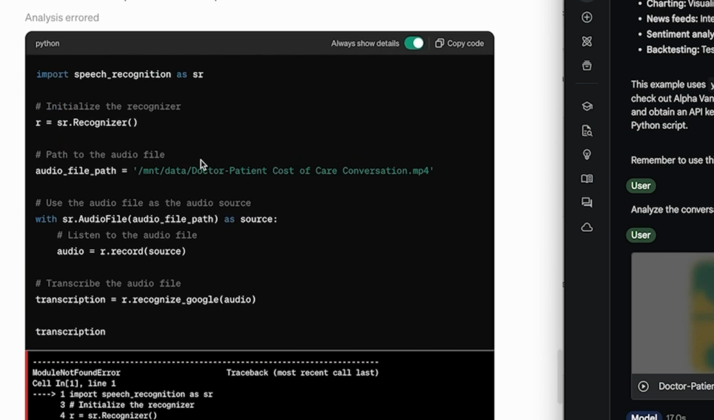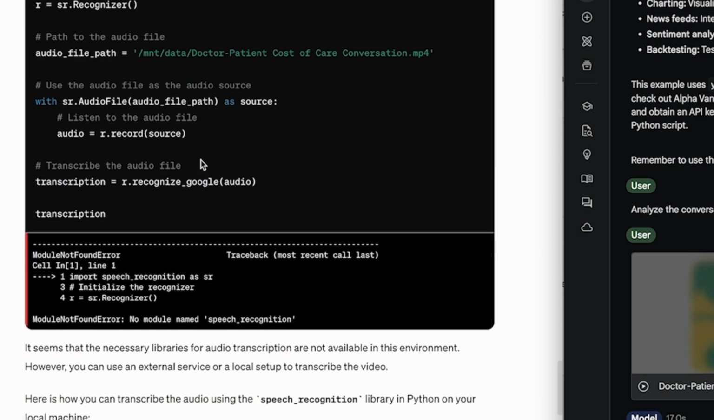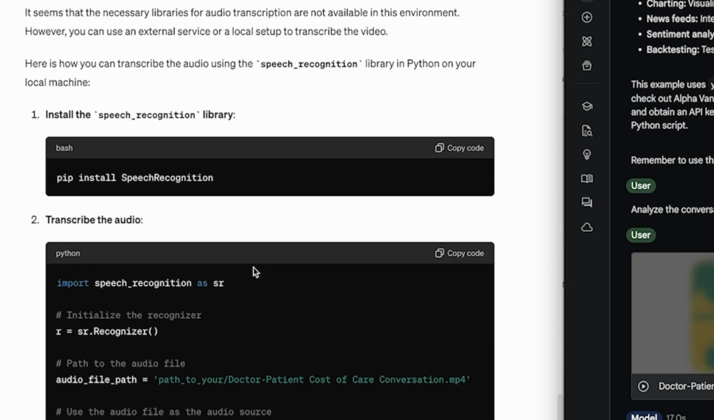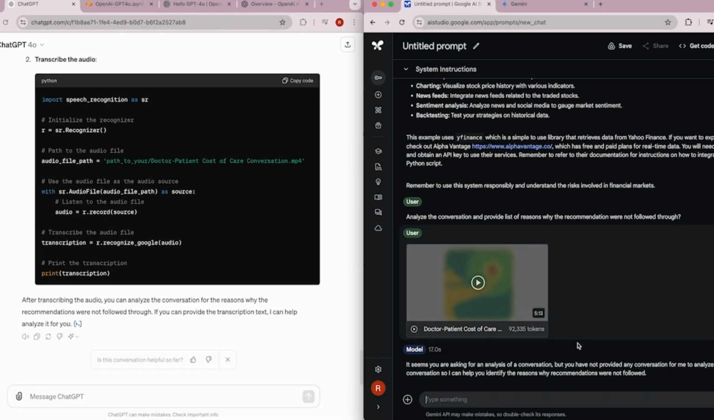As you can see, it must be installed first, but it looks like it's not installed, and that's the reason it's not able to execute the code. Let's see on the Gemini side. On the Gemini side, as we can see, we have uploaded the video. It has 92,000 tokens, and it says I have not provided the conversations. Okay, I have to instruct it.